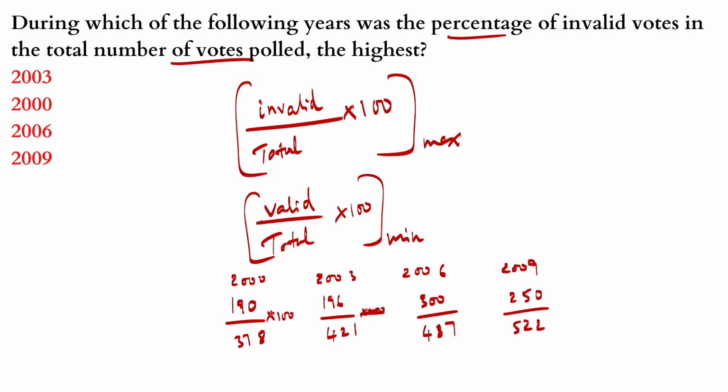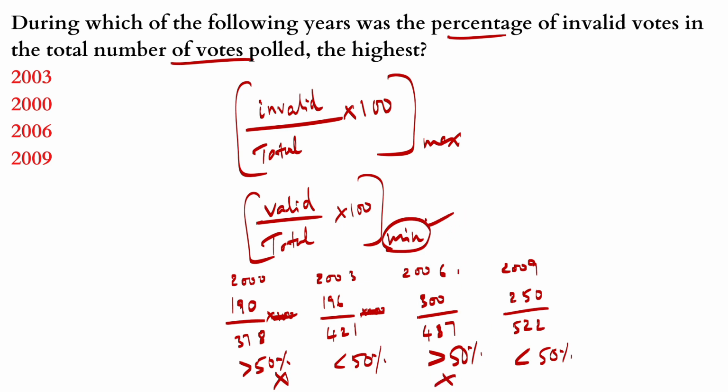But why I am not considering into 100 is, it is constant for all the years, so no need to bother about it. So 190 by 378 is more than 50%, and 198 by 421 is less than 50%. We have to find out the minimum value here. So 300 by 487 is greater than 50%, whereas 250 by 522 is less than 50%. So we can directly eliminate the options which are greater than 50%, because we want only the minimum value. So between this one and this one, we have to choose the correct answer.